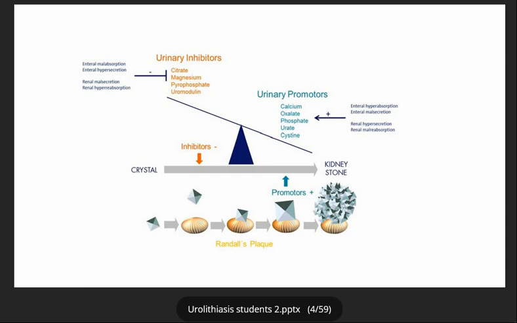So any imbalance in this equation can result in stones if the urinary promoters are more. And usually the stones result from something called Randall's plaque, which forms the nidus for the stone. The stone will form on top of this Randall's plaque, then it will break and be excreted in the collecting system.